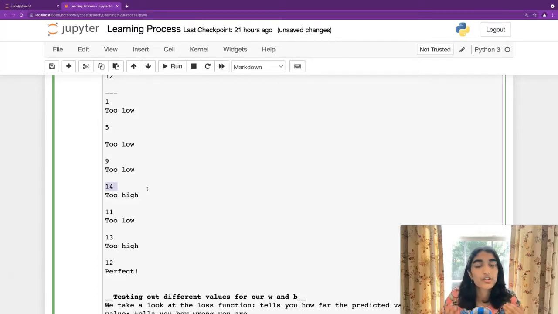So we need to make sure that we're updating our parameters slowly, but not too slowly. Otherwise, it's going to take too long. If we just did 1, and then 2, and then 3, and then 4, and then 5.